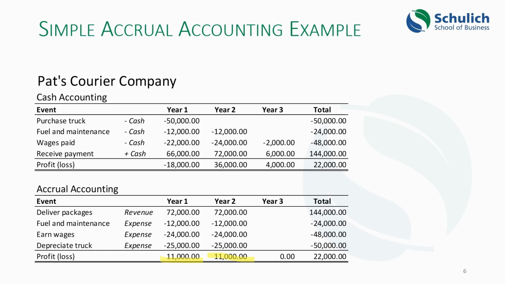So by recognizing the revenue when it's earned, and by matching with that revenue all of the expenses that were necessary in order for the company to earn that revenue, you get a much clearer, much more balanced picture of the profitability of the company. And of course, at the end of the day, it all works out to exactly the same thing. Just as under cash accounting, you have an overall profit of $22,000.